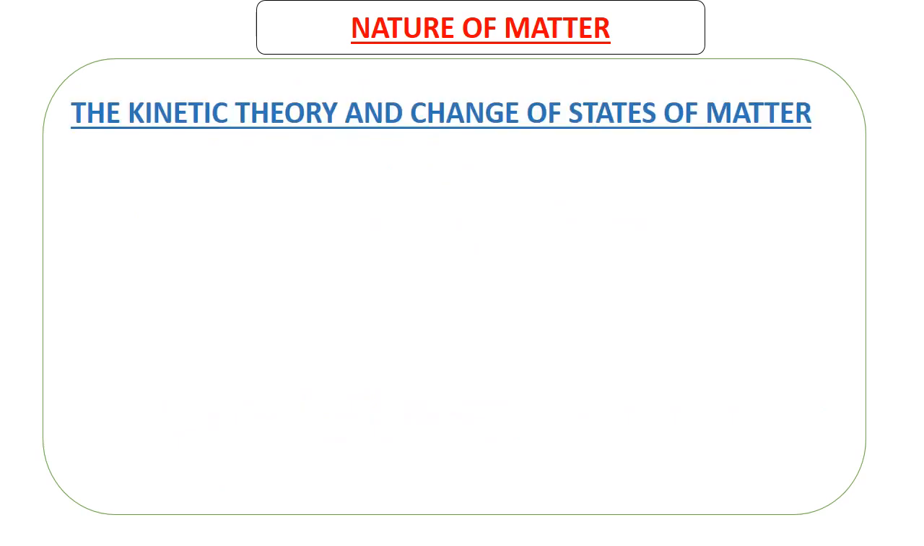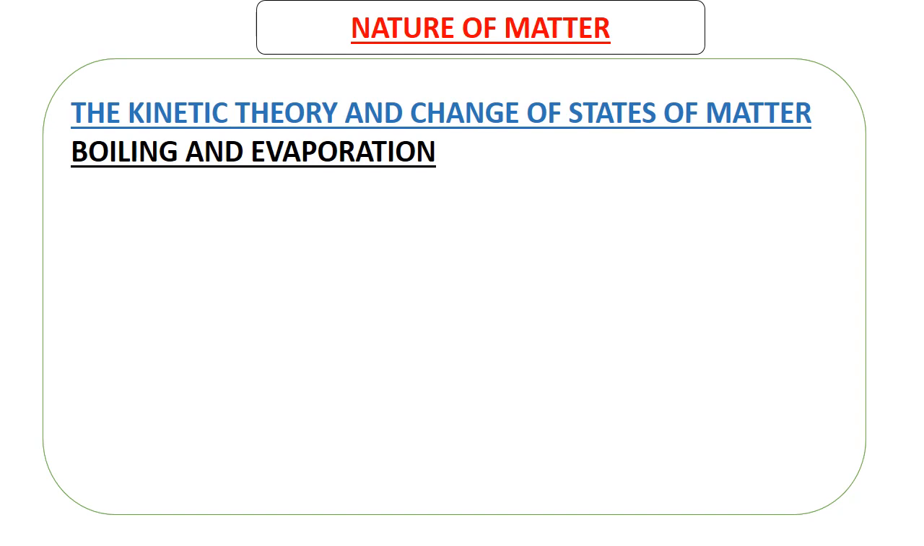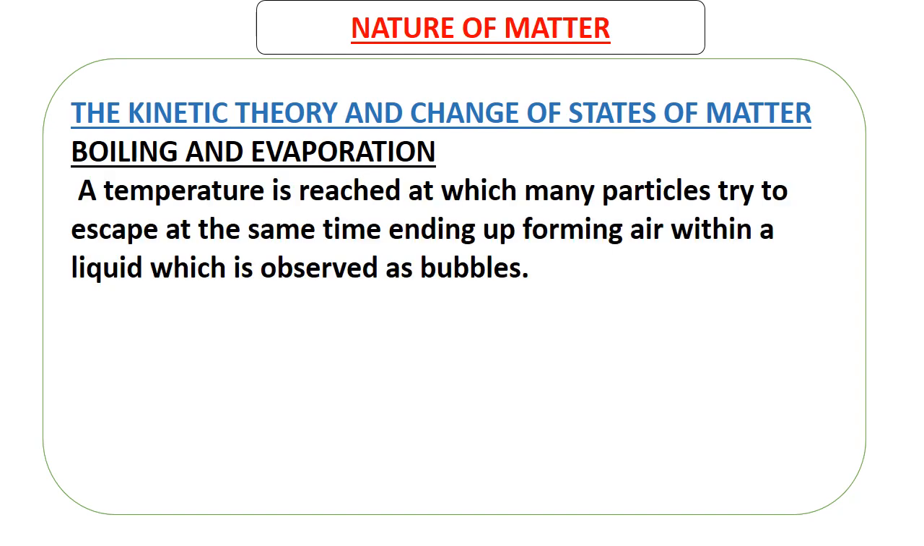So how does boiling occur, or how do those bubbles form when something is boiling? A temperature is reached at which many particles try to escape at the same time, ending up forming gas within a liquid, which is observed as bubbles.